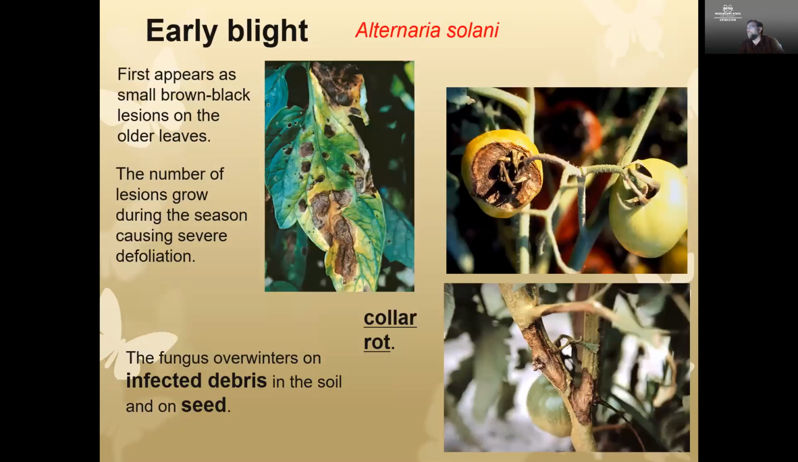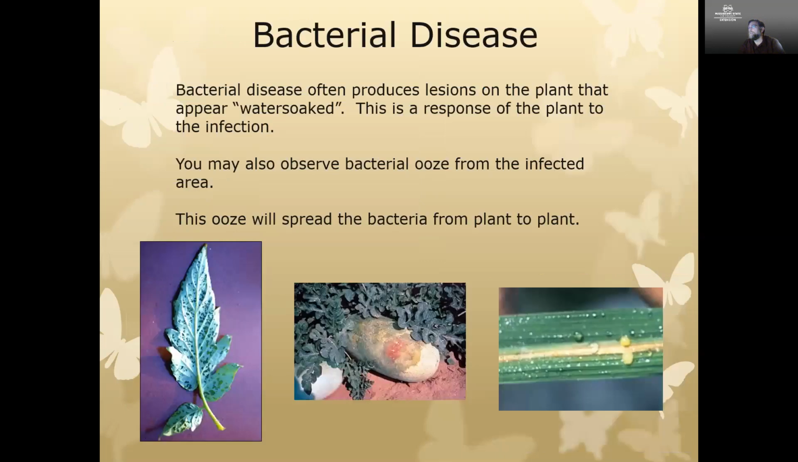One of the things that's really important for early blight is the removal of any tissue or fallen leaves, because again, that's really going to serve as a way to introduce that disease back onto the healthy plants.